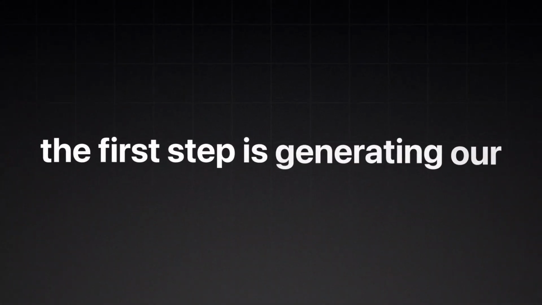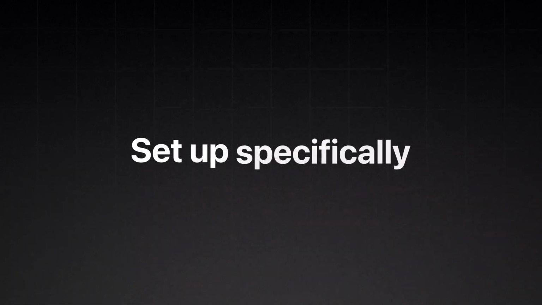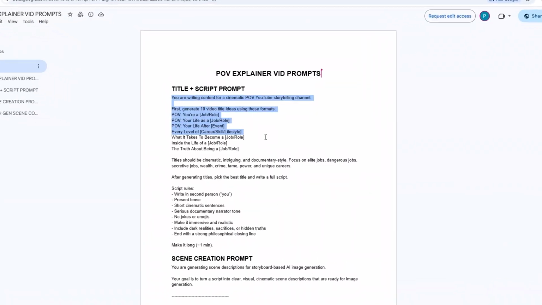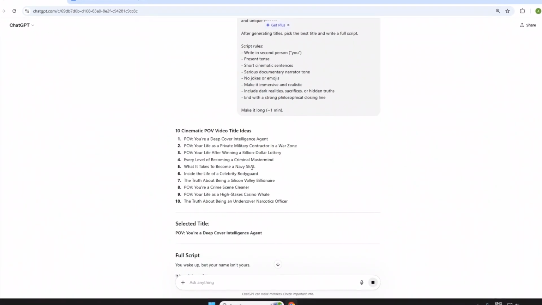The first step is generating our title and script. I've got some prompts ready in a document in the description, set up specifically for this POV explainer style. So just copy the first one and paste it into ChatGPT. It'll give you a bunch of title ideas and a full script for your video.